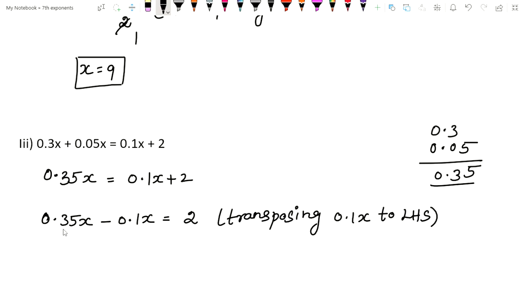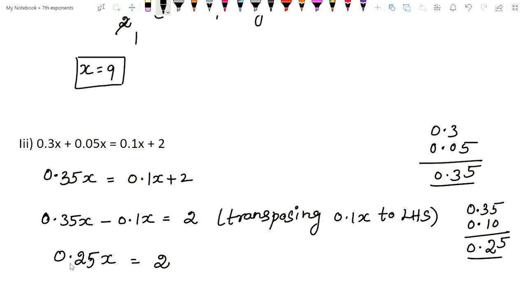Okay. So now 0.35 minus 0.1, what you will get, children? 0.35 minus 0.1. 5, 3 minus 1, 2, 0.25. So 0.25x equal to 2. Next, I am going to transpose the 0.25 to the RHS.